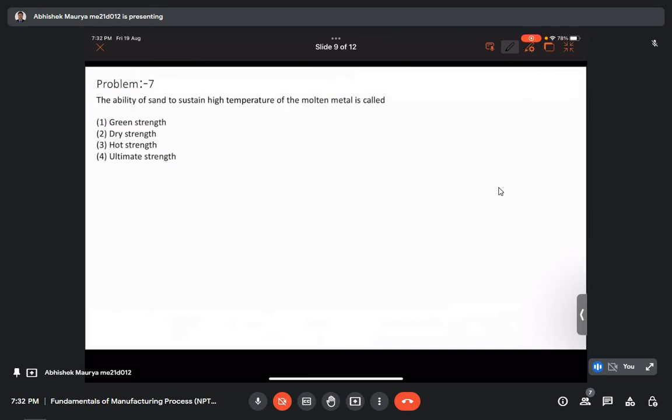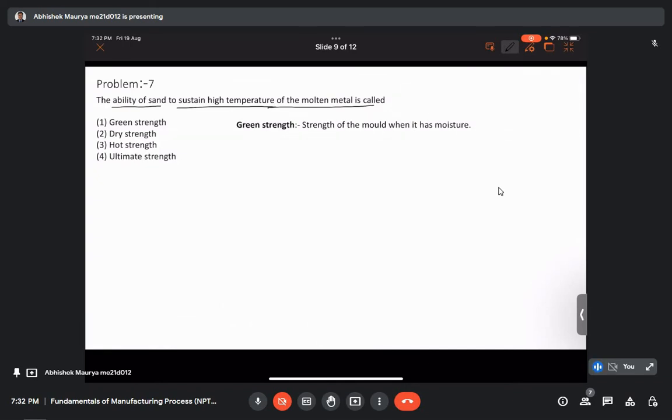It is being asked, ability of sand to sustain high temperature of the molten metal is called. So options are green strength, dry strength, hot strength, ultimate strength. So let's try to look at the definition of each one by one. So green strength is the strength of mold when it has moisture.